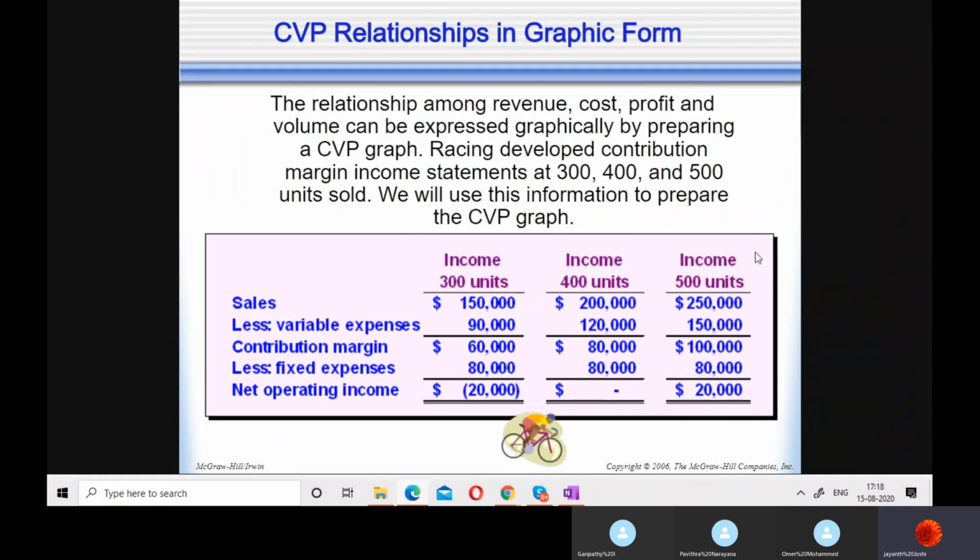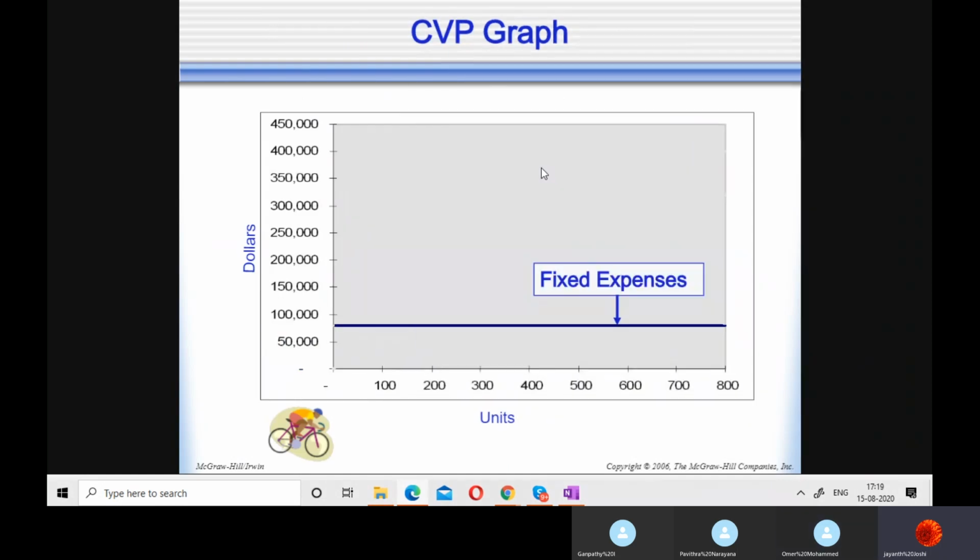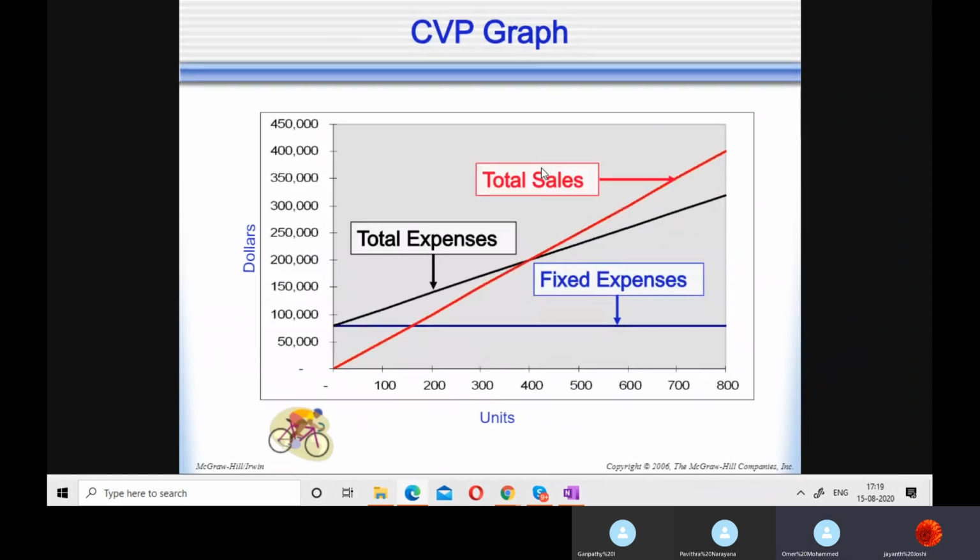So when you are increasing the number of units, your sales is increasing. Your variable expenses are increasing. Your contribution margin definitely is the difference of sales and variable cost, but your fixed cost is always fixed. So you can see your net operating income here. Okay, so they have made a graph for that. See, fixed expense is fixed, total expense is increasing, and total sales is also increasing.